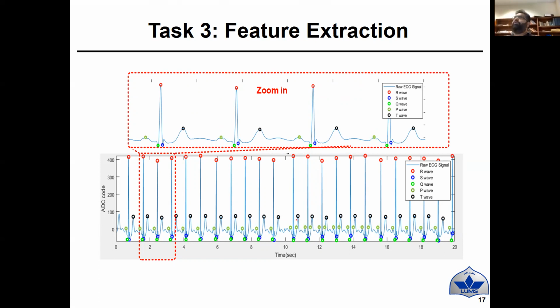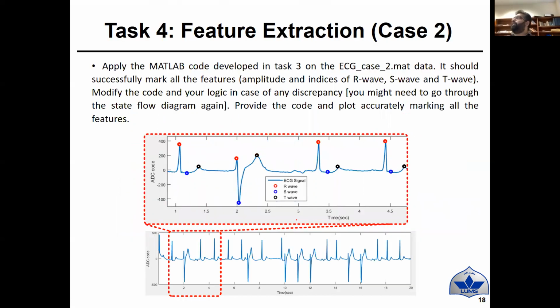Once you are done with that, you are going to move toward task 4, which is basically the feature extraction, but applied on ECG case 2. This data is a little bit more abnormal, so the data is clumsy. You will apply the same thing you did in the previous task 3, the feature extraction part, but you are only going to work on 3 features: R wave, S wave, and T wave, because some things are missing. So you can ignore the Q wave and the P wave in task 4. You can focus on and improve it if you have some issue in the R wave, S wave, and T wave amplitude and index detection, and you can figure it out. You should be able to detect all those patterns correctly from the second case.